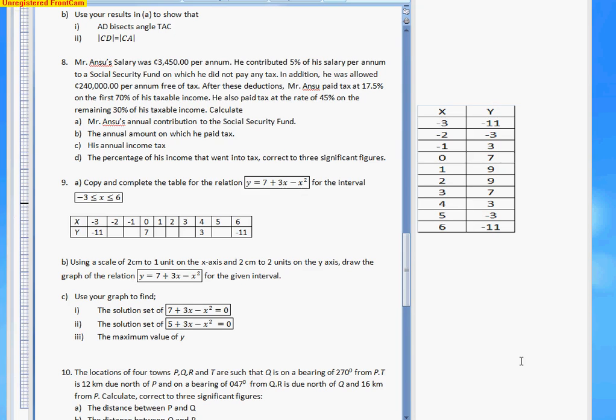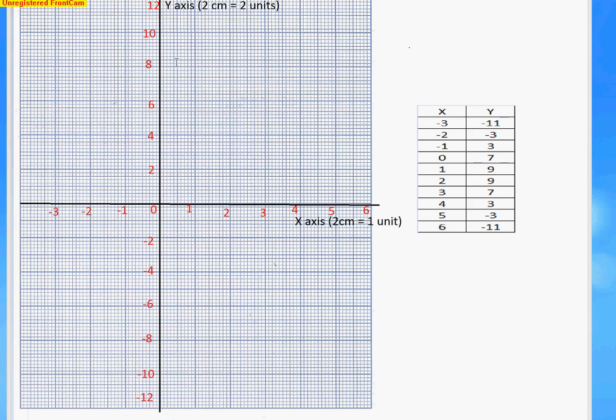Now, we need to do question 9b. As you can tell, 9a was to copy and complete the table, which you have done. That is what you see here on my right side. And part b says, using a scale of 2 centimeters to 1 unit on the x-axis and 2 centimeters to 2 units on the y-axis, draw the graph of the quadratic equation which we have. So let's take a look at this right now.